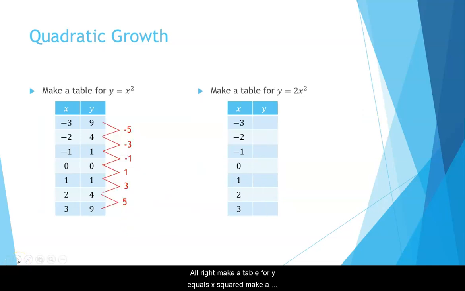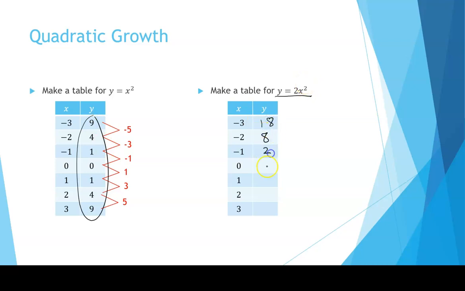All right, make a table for y equals x squared. Make a table for y equals 2 times x squared. So we already know the rough pattern that this is going to follow. The first problem we multiplied by 1/2. In this problem we're multiplying by 2. So I'm going to just grab my inputs and just multiply each one of them by 2.